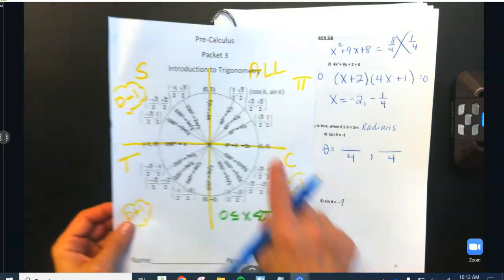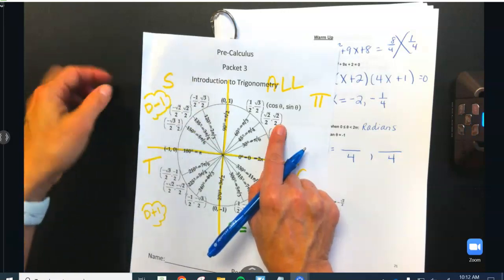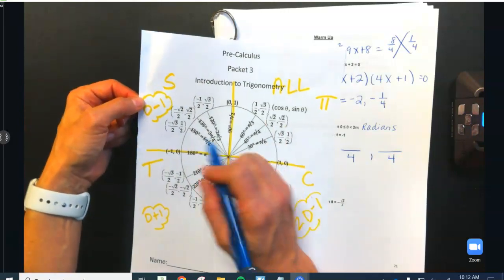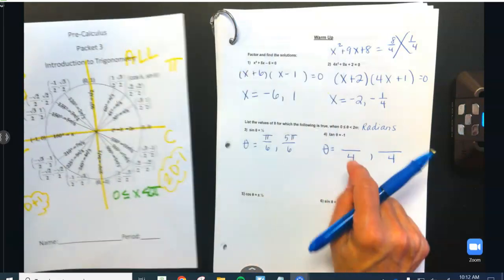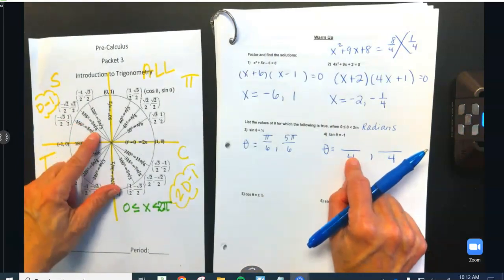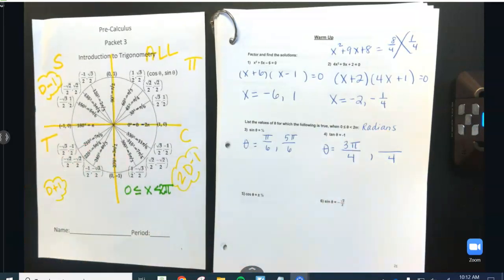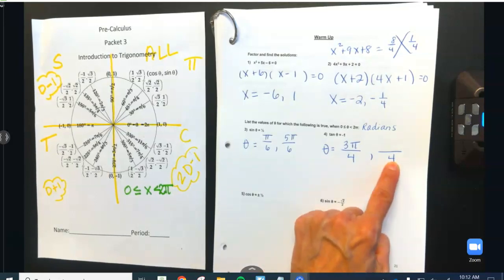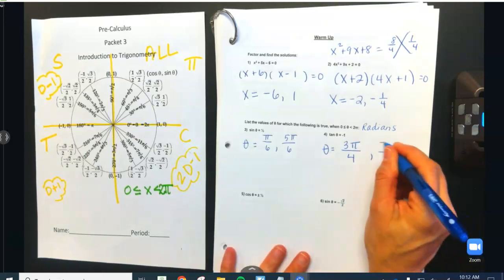Now remember, in quadrant 1, everything's positive, but not in quadrant 2. In quadrant 2, you would have a negative tangent because you're going to be taking a positive divided by a negative. So my answer for this is going to be 3 pi over 4. And then also for the numerator of the 4th quadrant. Remember, the 4th quadrant is double minus 1. 4 doubled minus 1 is 7 pi.